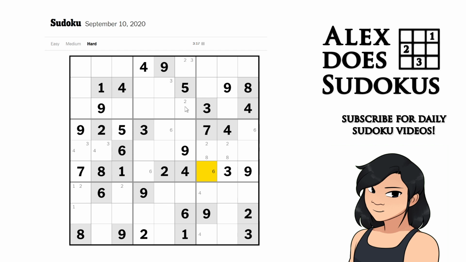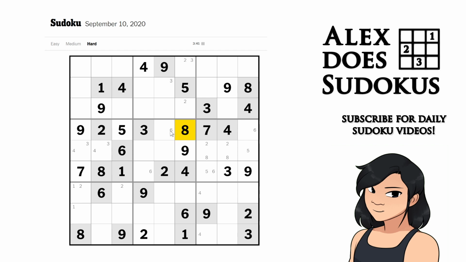That's not useful for me. So what about 5s? 5s are locked in these two cells. That doesn't do anything for us either. So let's look at this row. We're missing 1, 6, and 8. Oh, I've got 1 and 6 here, so that's 1, 6, and 8 on this row.